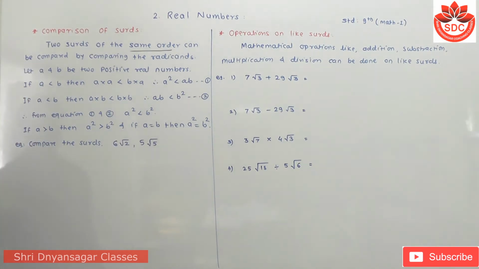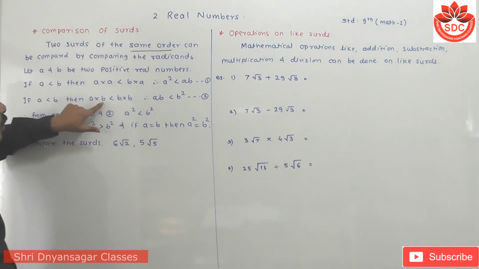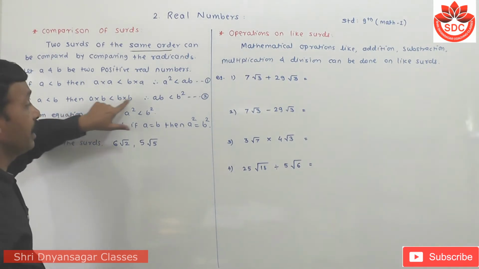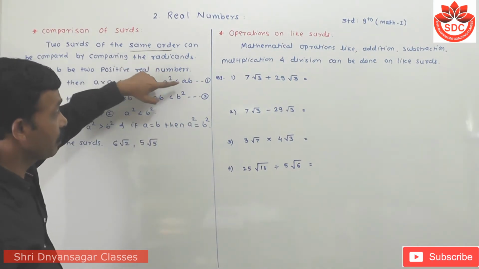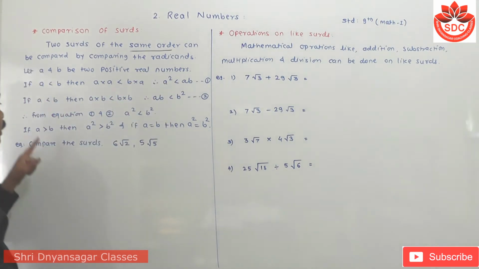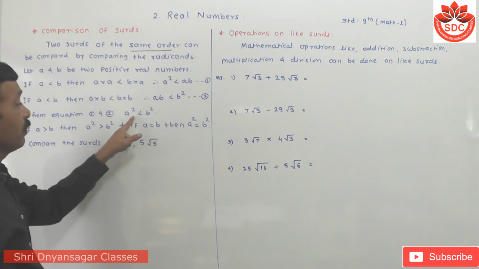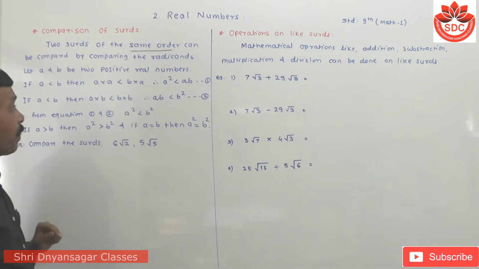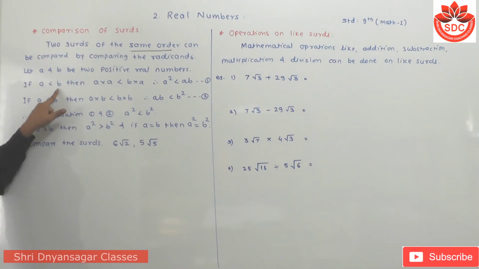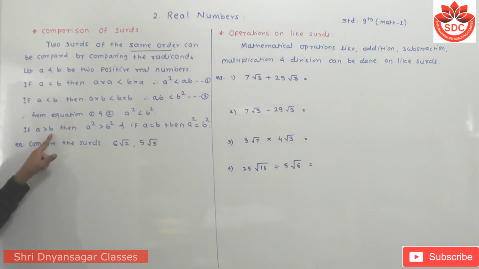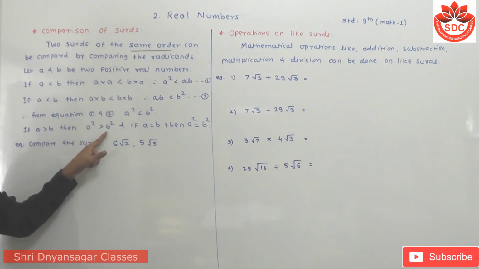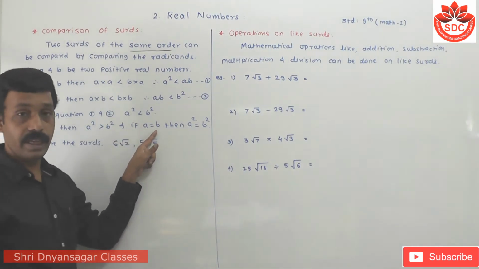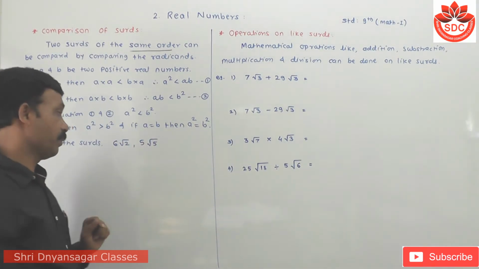Call that equation first. Then if a is less than b, then a into b is less than b into b, meaning ab is also less than b square. From the first and second, a square is less than ab and ab is less than b square, so a square is less than b square when a is less than b. Similarly, if a is greater than b, then a square is greater than b square, and if a is equal to b, then a square is equal to b square.